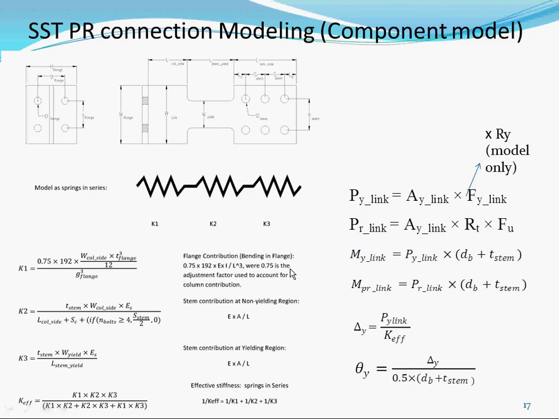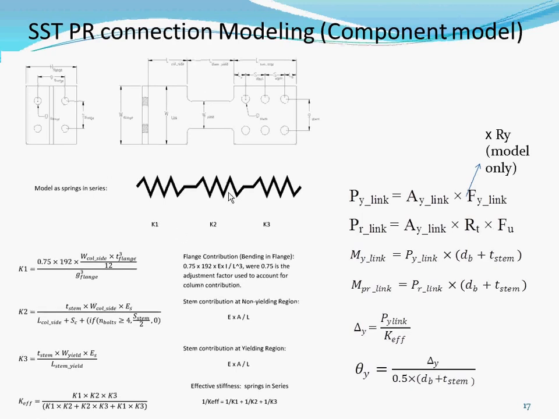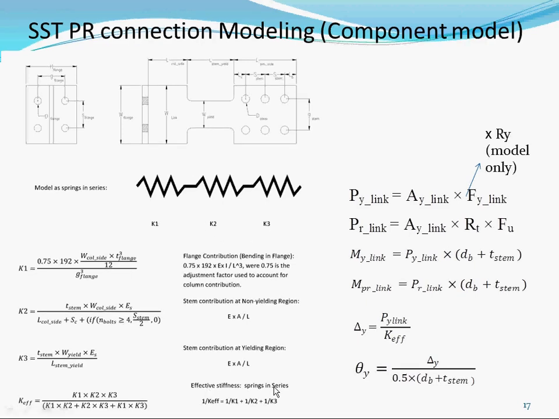This one, flange bending, the 0.75 is some kind of adjustment factor, because the column flange also bends a little bit. When you bolt it up and pull on it, the column flange would bend a little bit, and that's just approximately a fudge factor, an adjustment factor, to account for the column connection. So, knowing the geometry of a connection, you could calculate K1, K2, and K3, and then you just assume they're springs in series, and you calculate the whole effective stiffness for the connection.